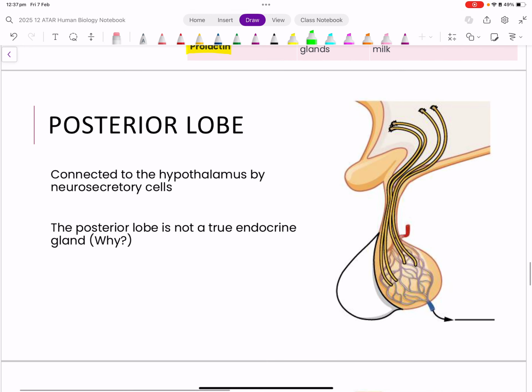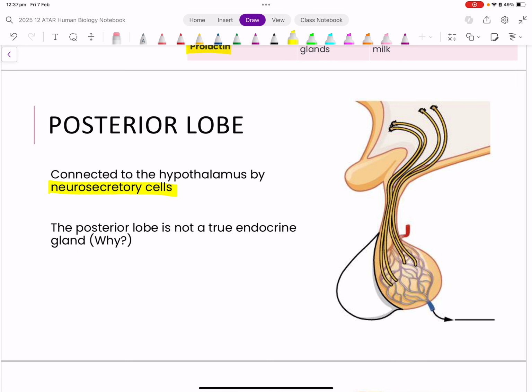Moving on, we now get to the posterior lobe of the pituitary gland. And the posterior lobe of the pituitary gland is connected by these neurosecretory cells. Now, the posterior lobe is not referred to as a true endocrine gland because it does not create its own hormones. Instead, it is a site of storage for hormones before they are released around the body.